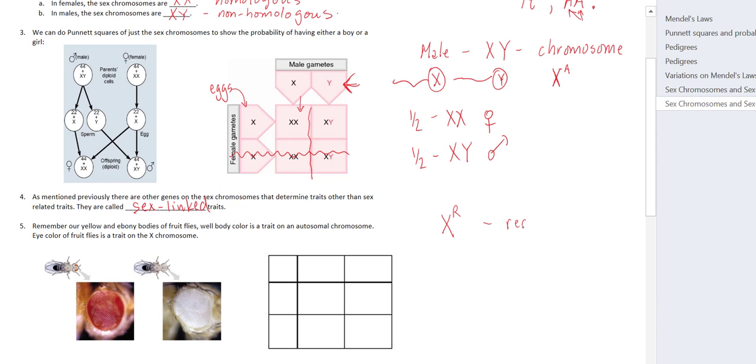So this is red eyes, and X lowercase r is white eyes. One of the most important things with respect to genetics problems for sex-linked traits is you must show the actual chromosome as well as the allele. Okay, so the allele for red eyes we use capital R, the allele for white eyes we use lowercase r, and that's because red is a dominant trait. So red is dominant to white.